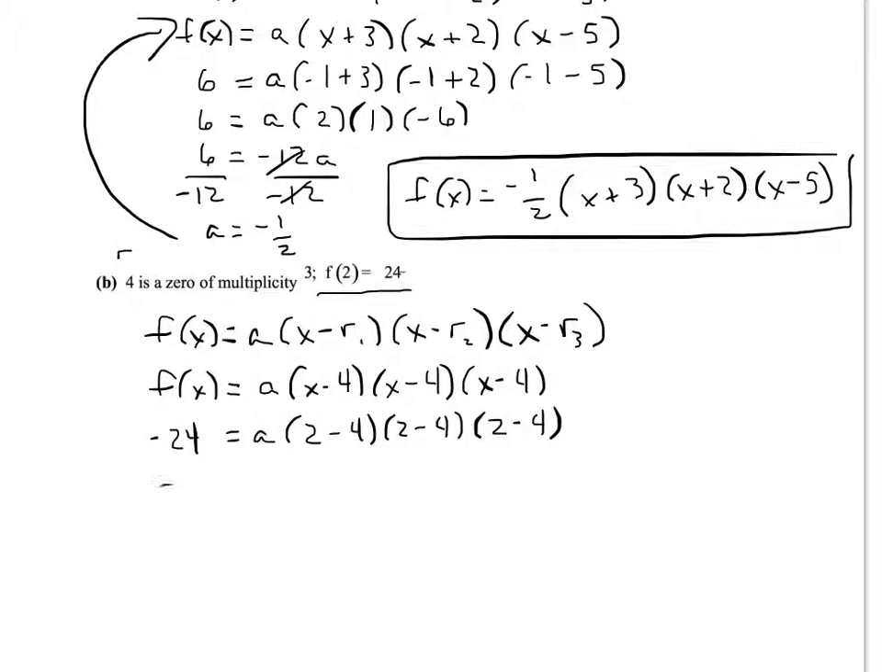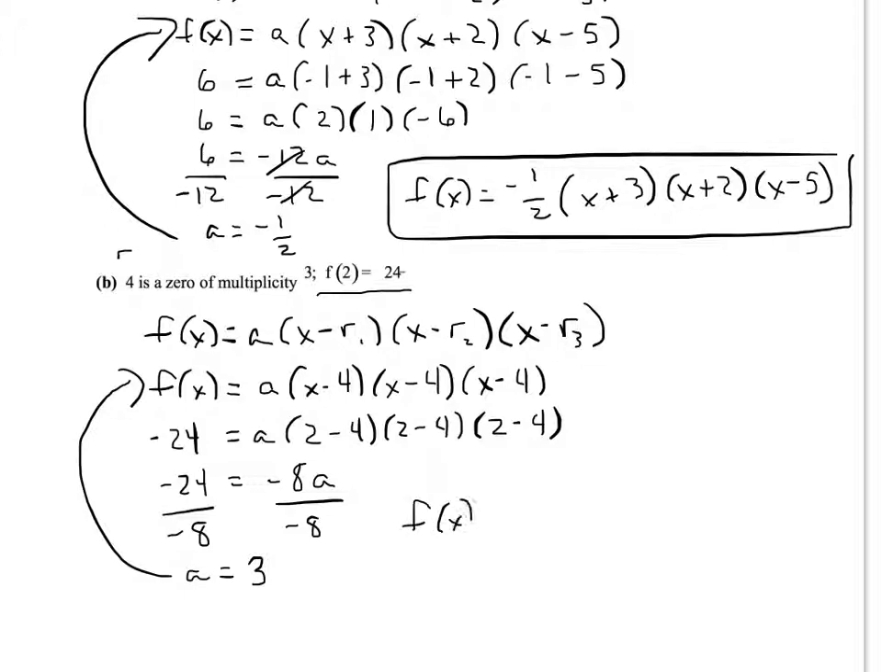So if I clean this up, negative 24 is equal to, and I take 2 minus 4, which is negative 2, times negative 2, times negative 2, and that would give me a negative 8a. When I divide each side by negative 8, my a value is positive 3. Now I can take that, plug it back in to this line, since I now know what a is, and that means in factored form my function is equal to 3 times x minus 4, and if you'd like to use 3 as an exponent, you certainly may.